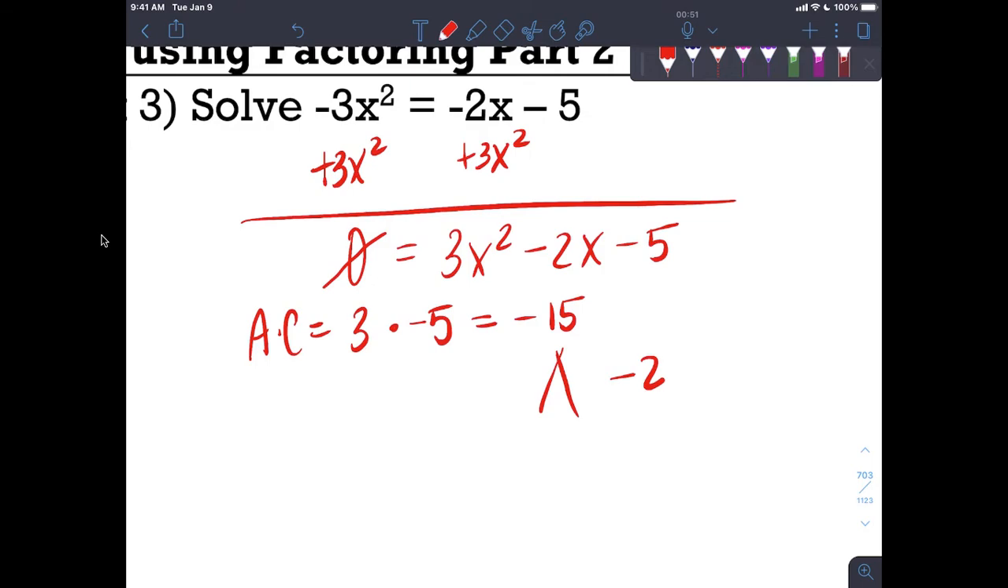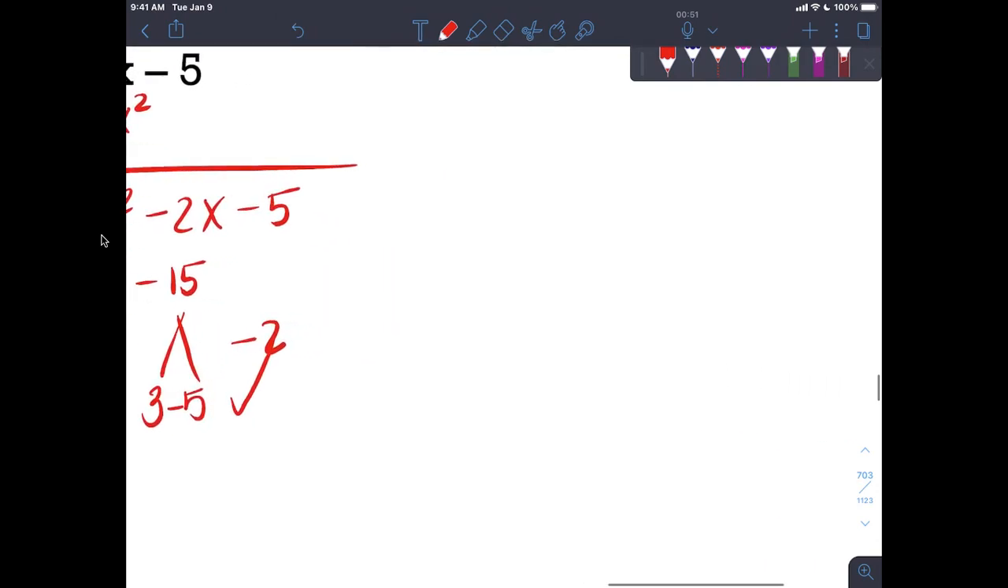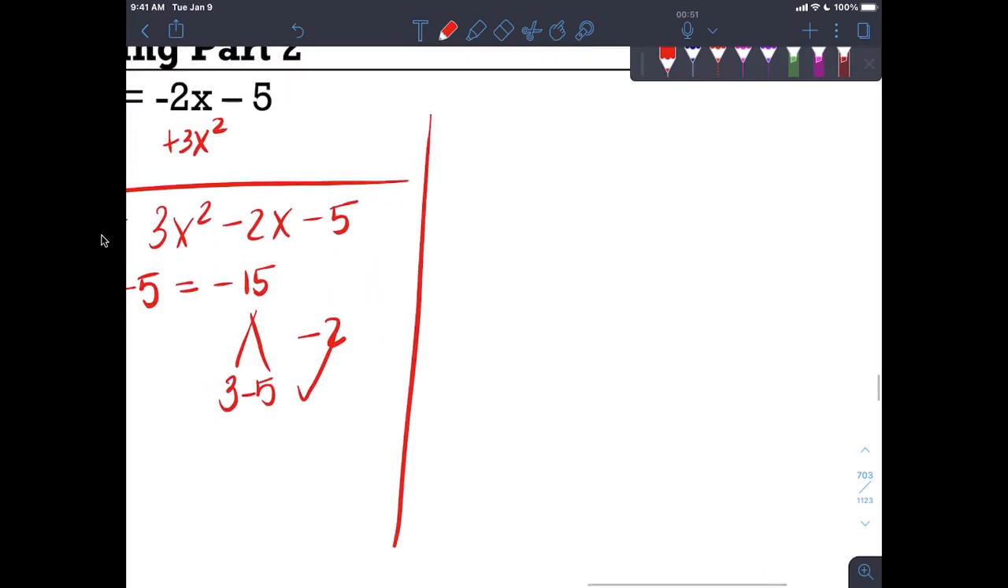So I look at this and I say, all right, well, that sounds very similar to the situation before, so let's try 3 and 5. And look at that. That is the correct numbers. So I'm going to go ahead and break this apart.